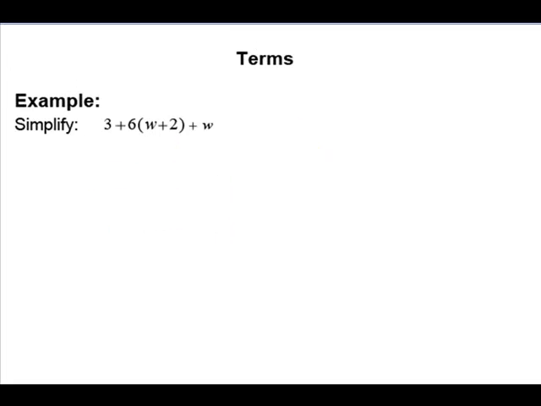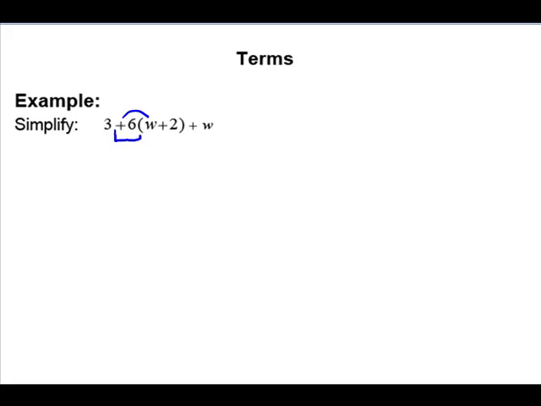Now we're ready for a longer example. We would go to the parentheses first. Inside, notice we can't do anything. They are not like terms, W and 2. So to get the parentheses off, we have to distribute. We will go up through the sign, never go past the sign.